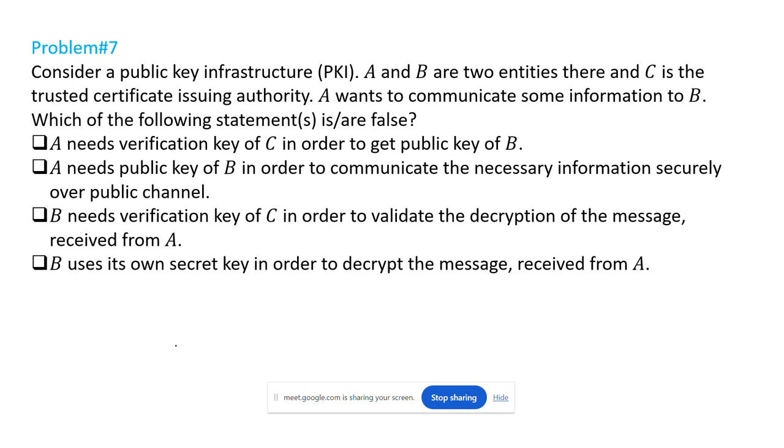Next question, consider a public key infrastructure. A and B are two entities there and C is the trusted certificate issuing authority. A wants to communicate some information to B. Which of the following statements is or are false? So the statements are: A needs verification key of C in order to get public key of B. A needs public key of B in order to communicate the necessary information securely over public channel. B needs verification key of C in order to validate the decryption of the message received from A, and B uses its own secret key in order to decrypt the message received from A. So A is sending some information to B. So yes, anyone is going to answer?